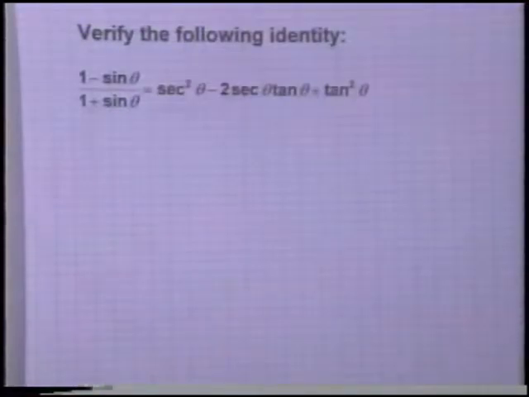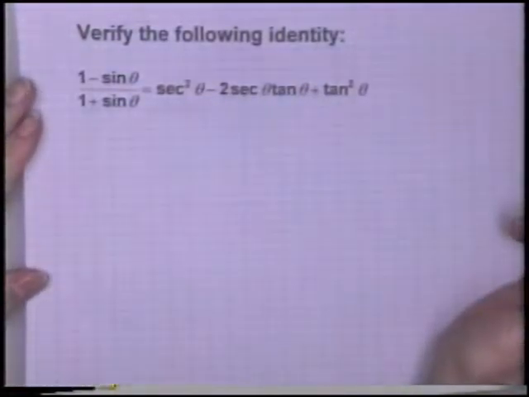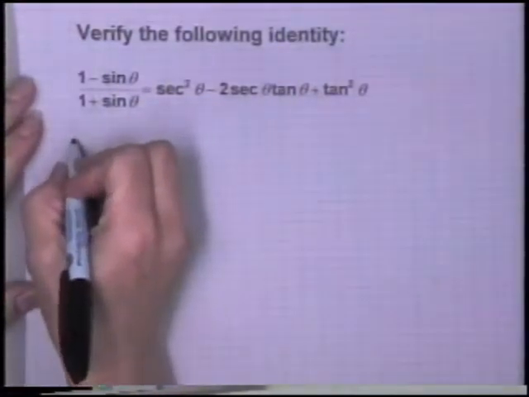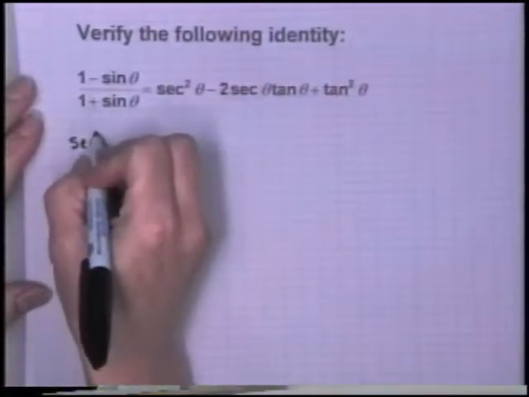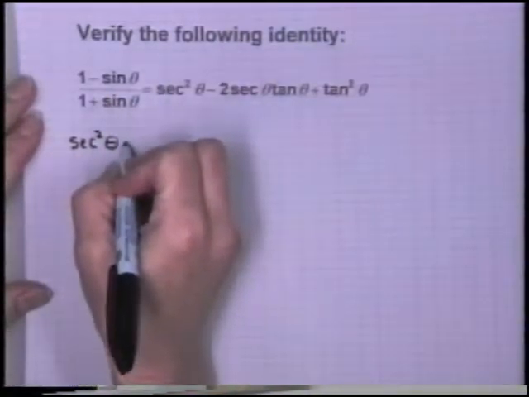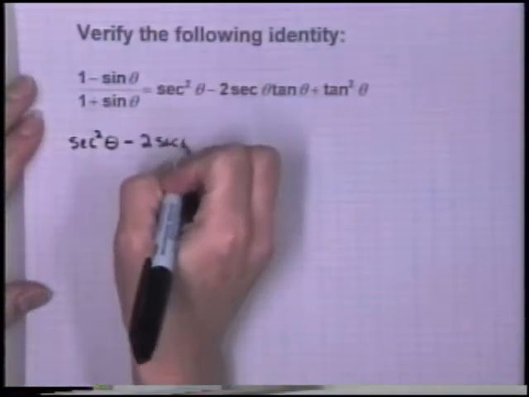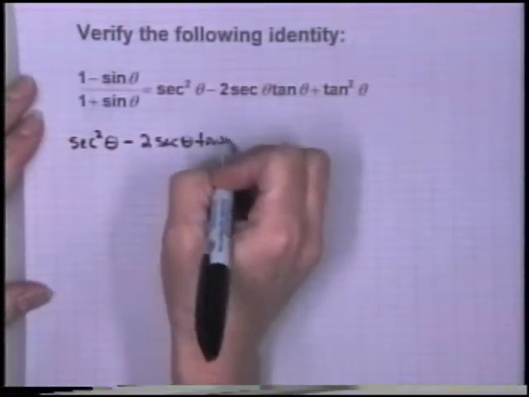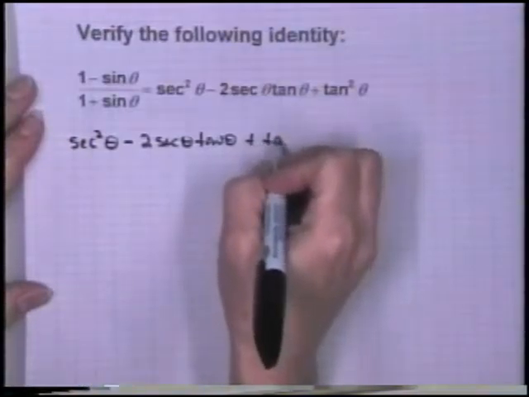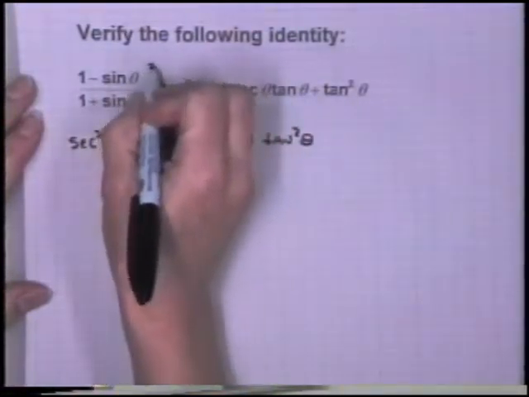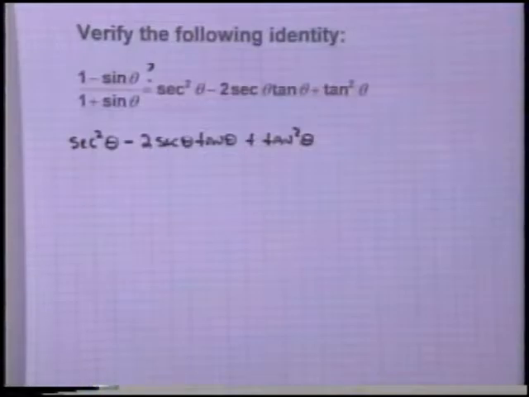Okay, let's verify the following identity. 1 minus sine theta over 1 plus sine theta equals secant squared theta minus 2 secant theta tangent theta plus tangent squared theta. Now it appears to me on this one that the right hand side is more complicated than the left, so I'm going to start this time using that right hand side. Secant squared theta minus 2 secant theta tangent theta plus tangent squared theta. Now that's a question mark, since you're trying to verify it.